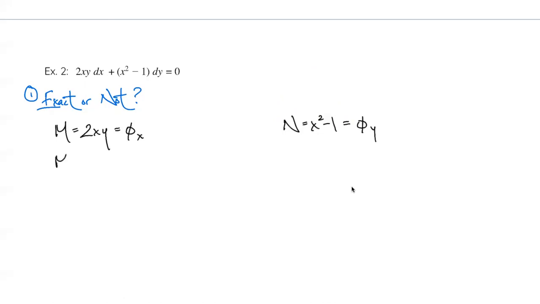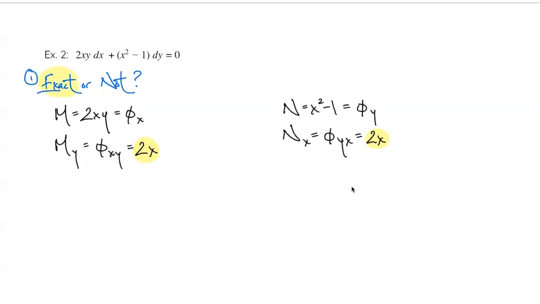So we're going to find M and take a partial with respect to y. When we do that, we get phi sub xy, or 2x. Similarly, we're going to take the partial derivative of N with respect to x so that we get our phi sub yx, and it turns out that is also 2x. Since M sub y equals N sub x, this is an exact differential equation, and as such, we are able to move forward in our procedure.